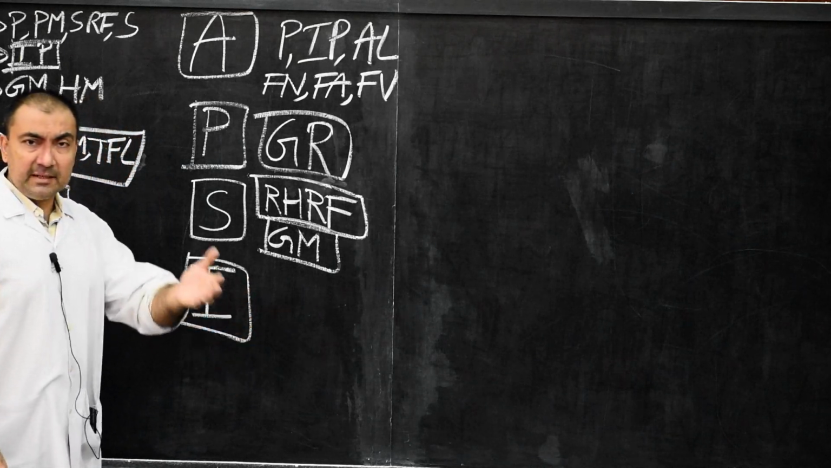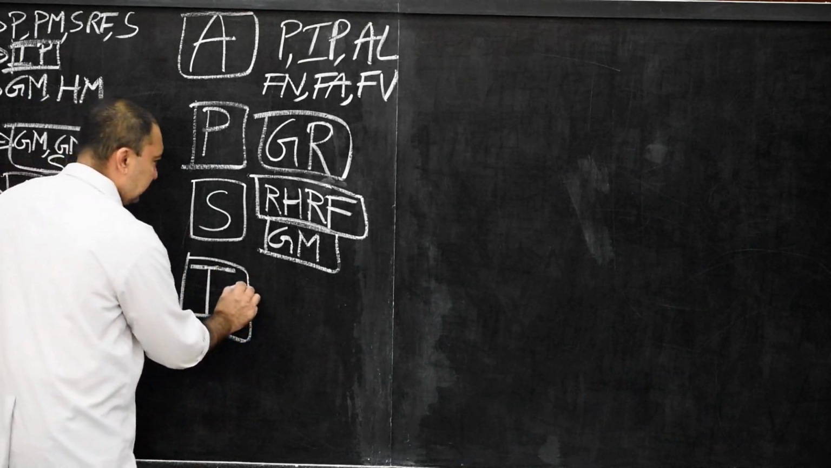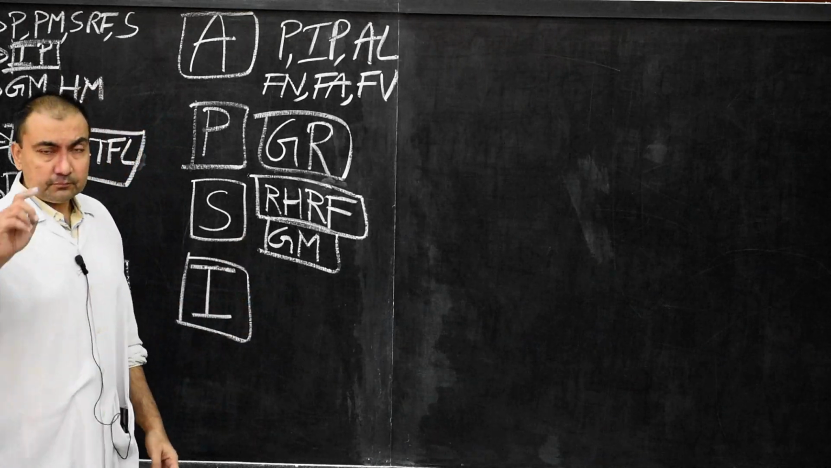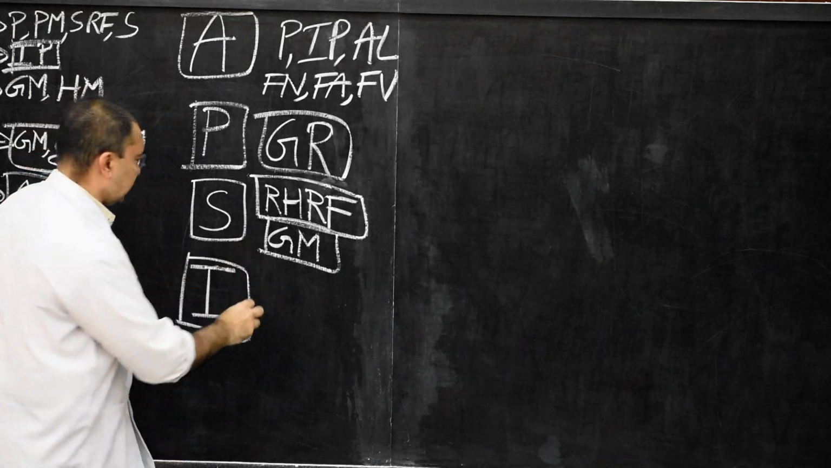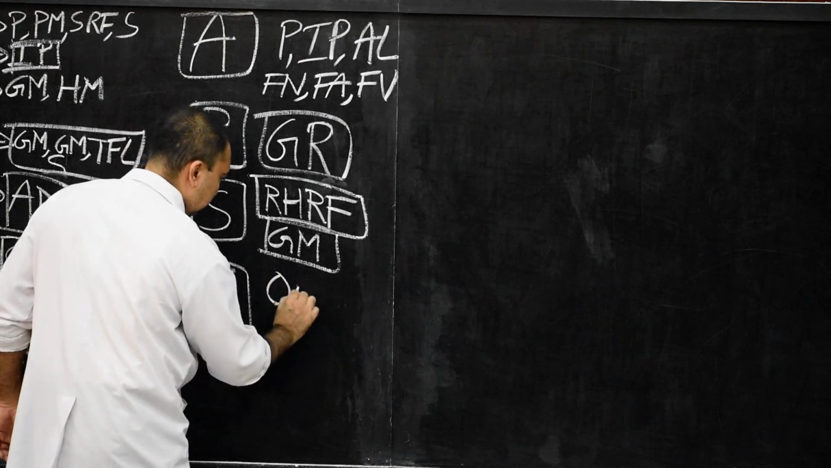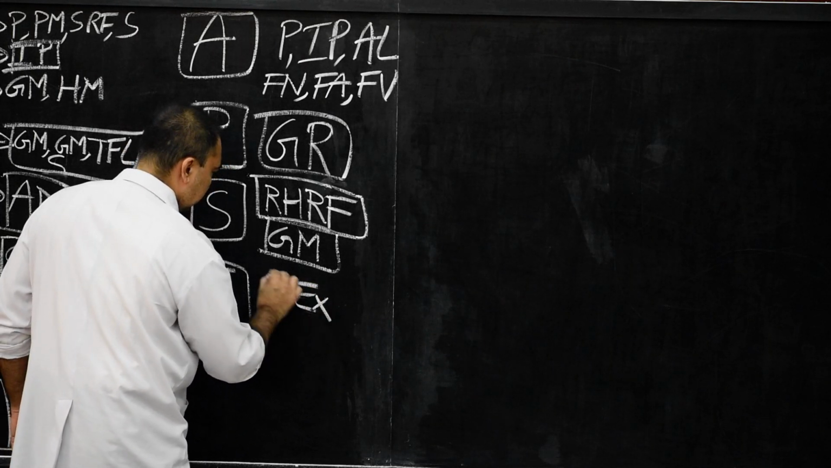Inferior, the structures which are lying inferior to the hip joint. Once again, note down, obturator externus muscle.